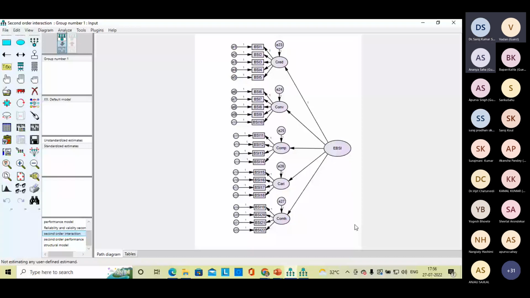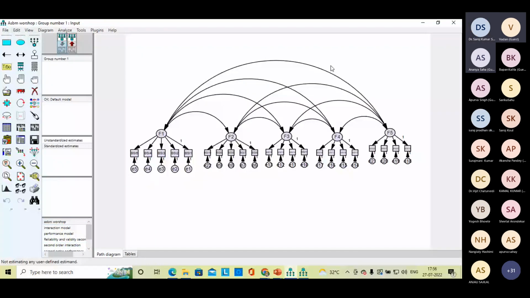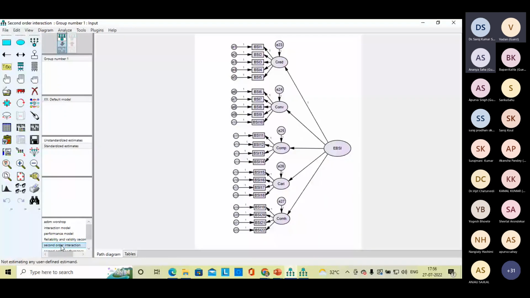Now you will ask, sir, if you are making the second order CFA, then why have you made such covariance initially? Because to calculate the validity and reliability. Unless you covary, you cannot calculate the reliability and validity. So in order to calculate them, we covaried. But our duty is to go for second order CFA.